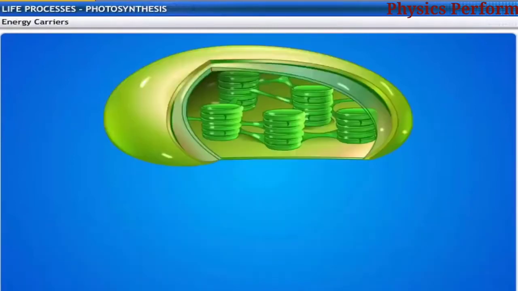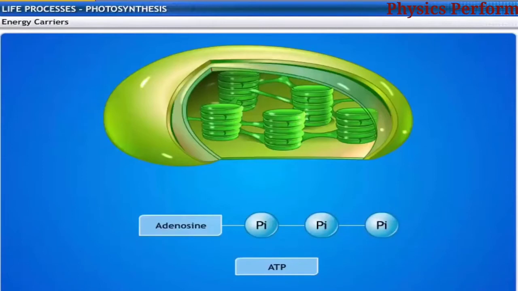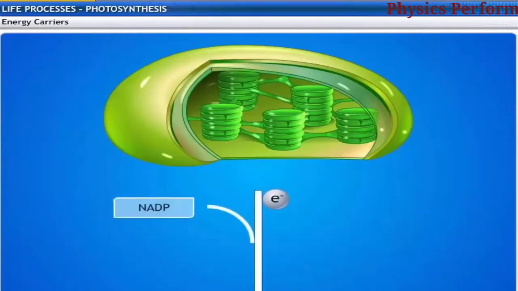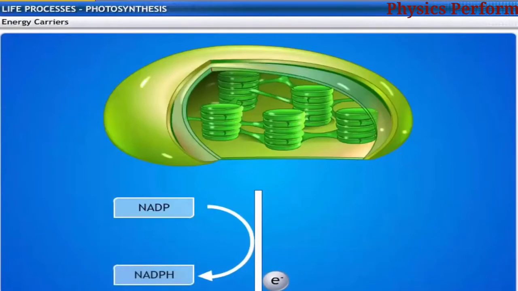The energy carriers involved in photosynthesis are ATP, adenosine triphosphate, which acts as an energy carrier. The third phosphate group in ATP breaks up, releasing ADP, phosphate, and energy. NADP is nicotinamide adenine dinucleotide phosphate that is used as an electron carrier. NADPH is the reduced form of nicotinamide adenine dinucleotide phosphate that serves as an energy carrier.